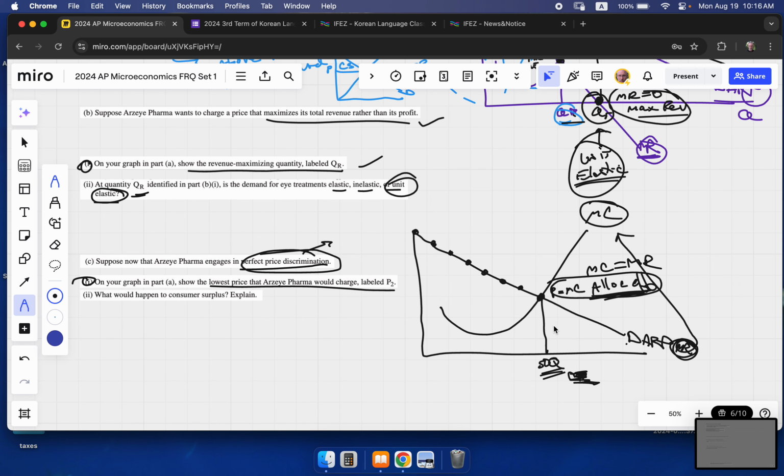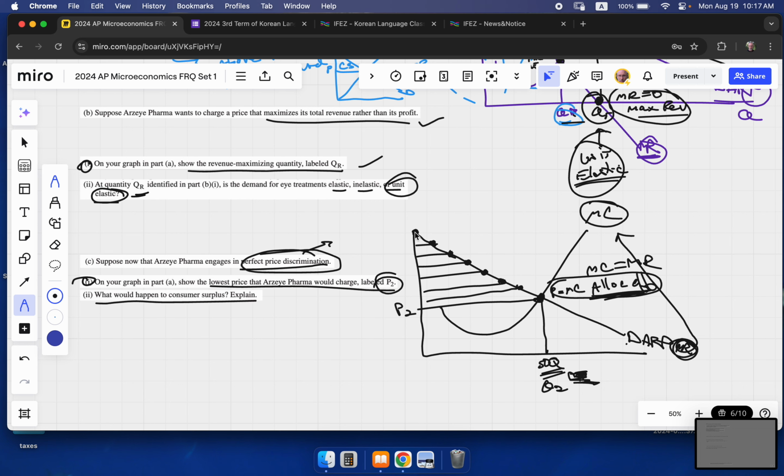Well, they do that because they can make more profits. They can charge everybody the highest price they're willing to spend. That good would be charged that price, that good would be charged that price, and so on, until we get right here. The last unit they charge would be right there, P2, and this would be probably Q2 here. What would happen to consumer surplus?